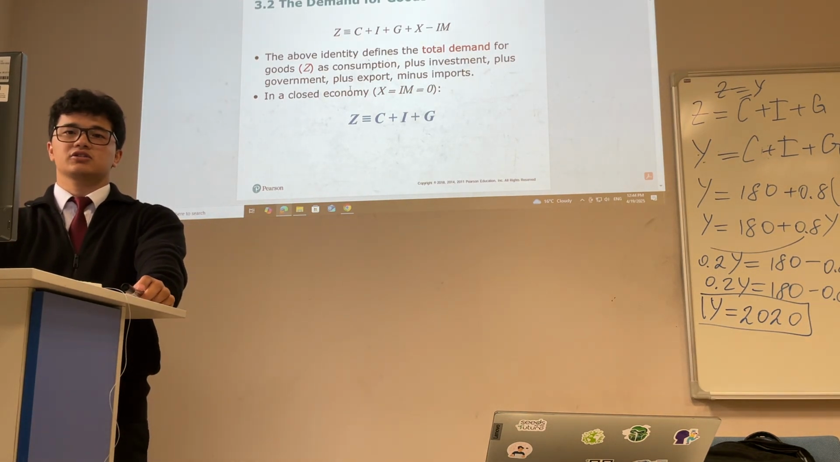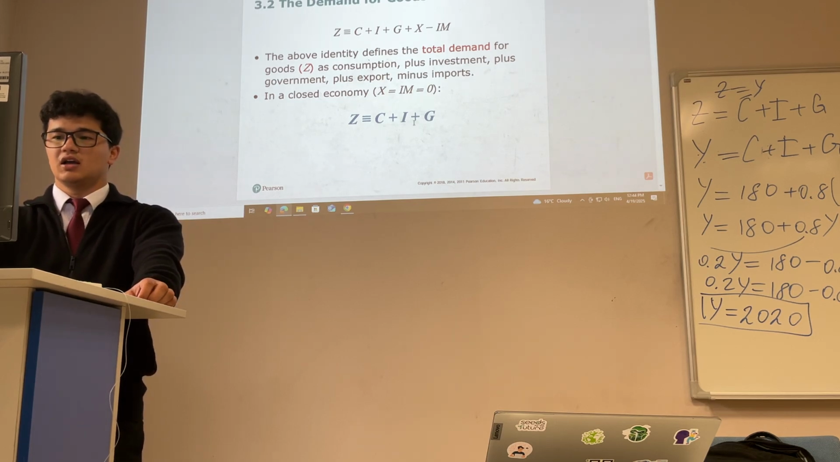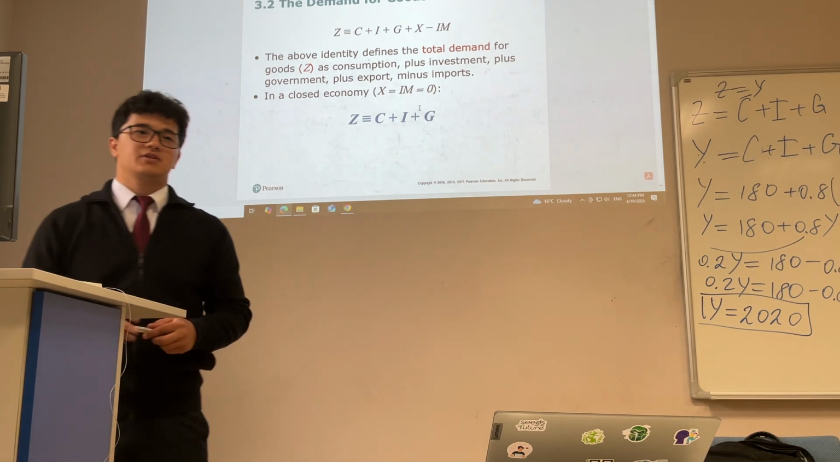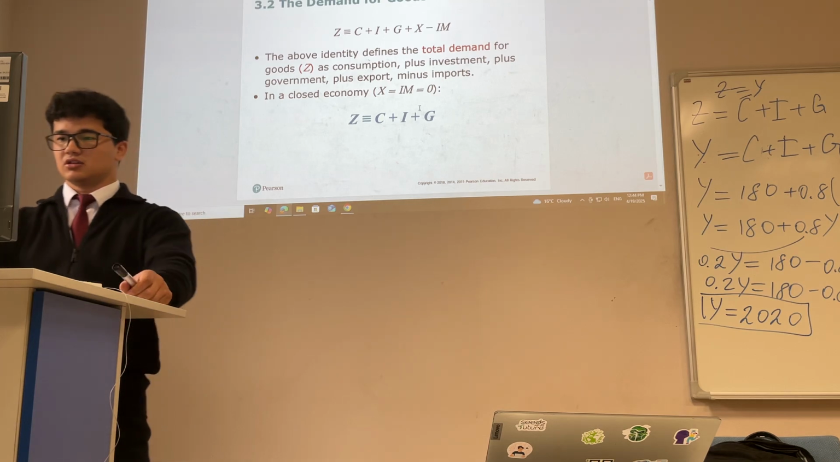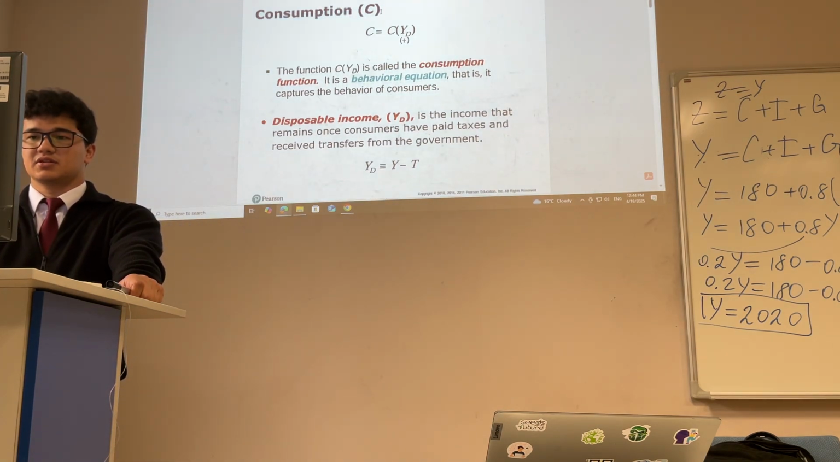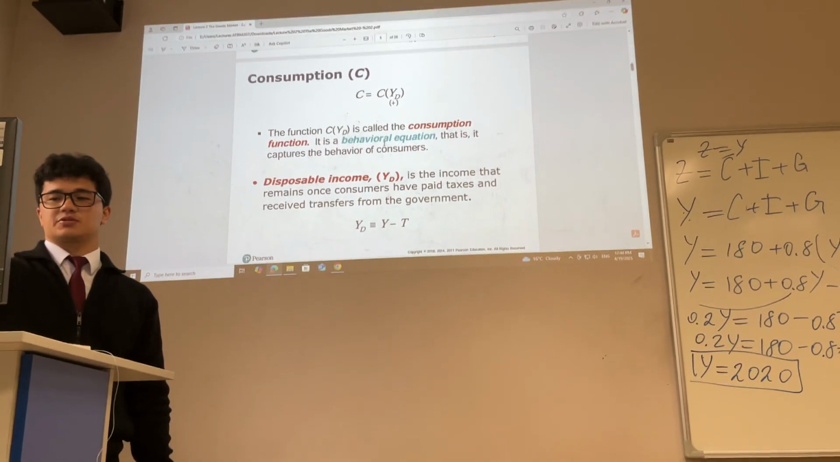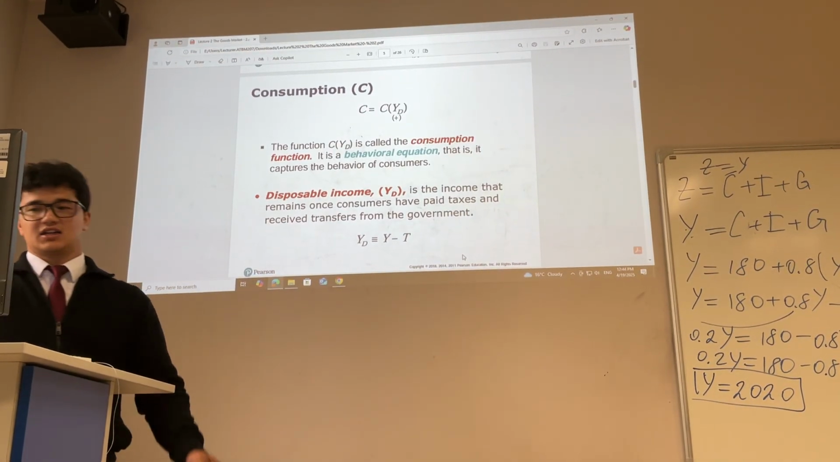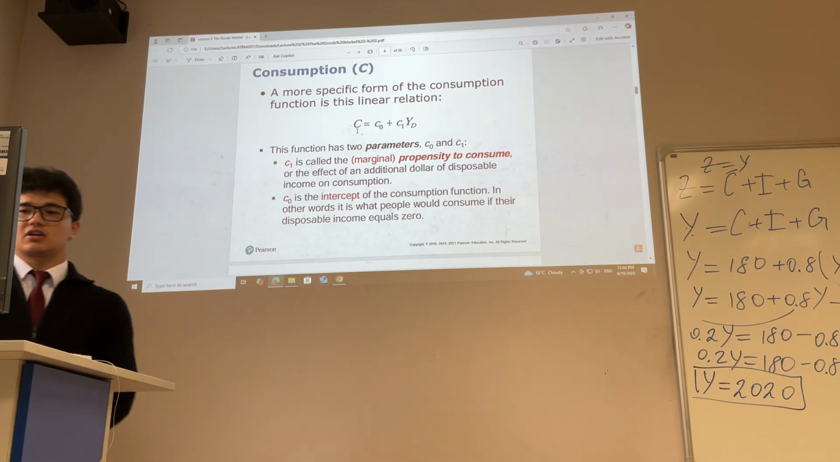And we are looking at the short run, not the medium or long run, and we are considering a closed economy, where exports and imports are equal to 0 because we don't import or export any goods. Here, consumption. Again, in the first chapter we have disposable income, which is income after tax. And that's one consumption formula.